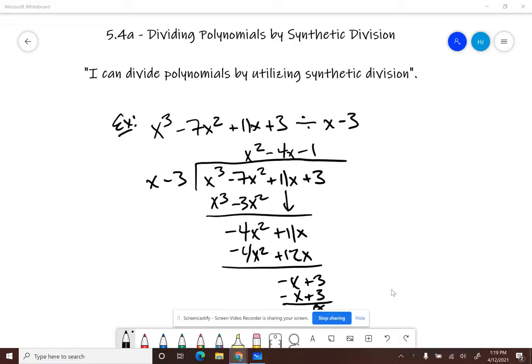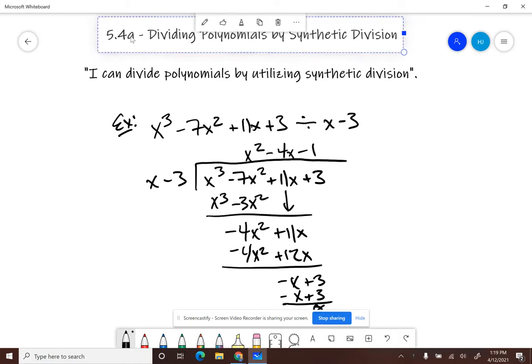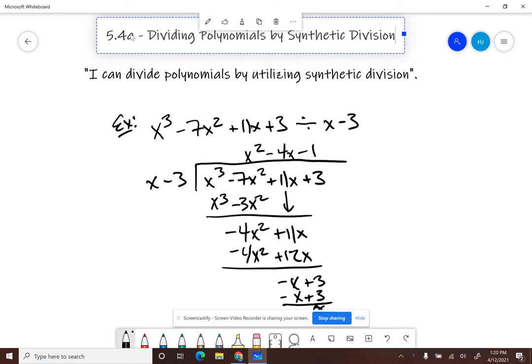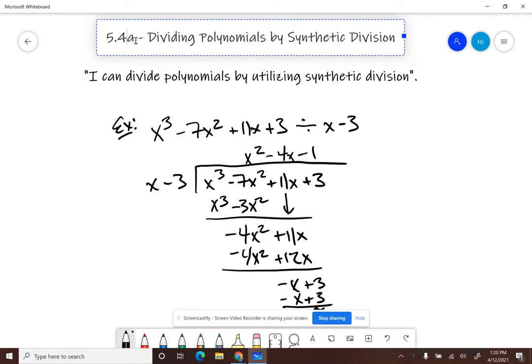All right, guys, so we're talking about 5.4. That should be B. You know what? I'm going to change it on the spot right now. Watch this, right in front of you guys. I should have already done this, but I didn't. We're talking about 5.4b, dividing polynomials by synthetic division.